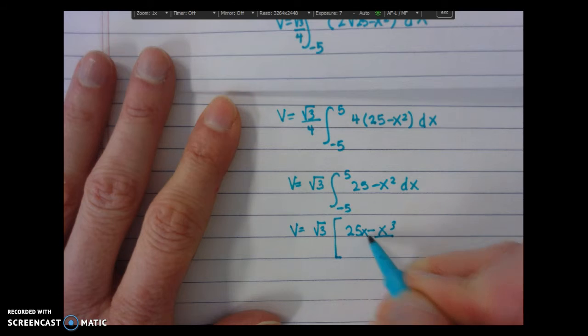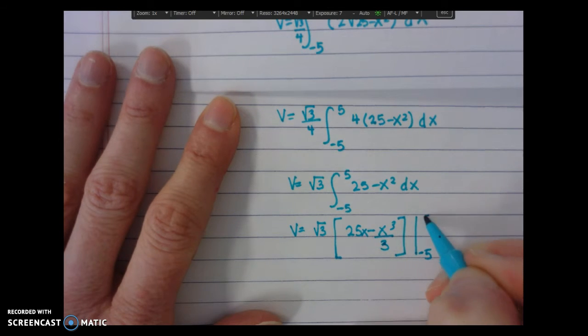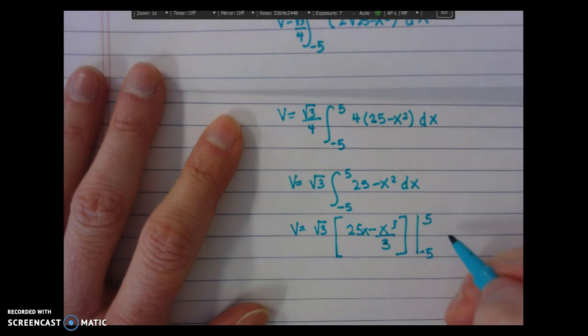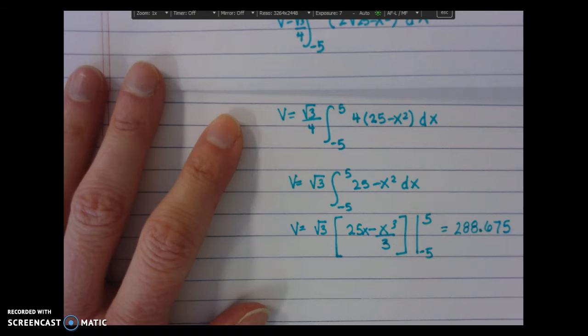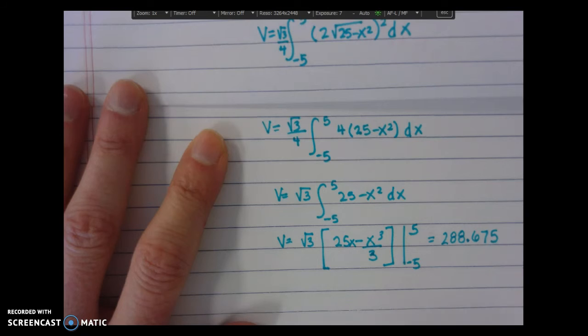25x minus x cubed over 3, integrating from -5 to 5. And again, please, please, please check my work, because this answer I do believe to be 288.675 as our volume. So again, as long as I can figure out top curve minus bottom curve, or the length of the side of my figure, if I know my area formula, finding the volume is just an extra step in the process.